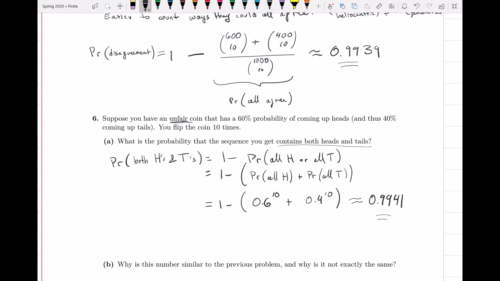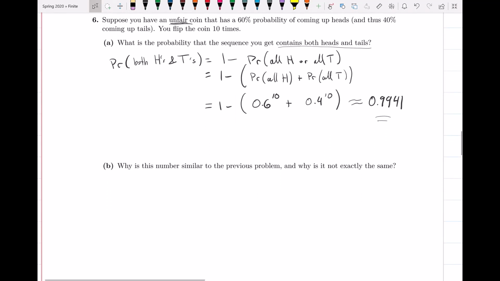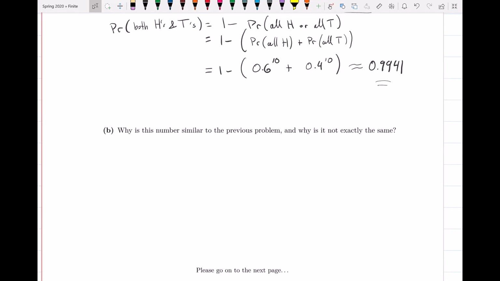And part B is sort of asking why that would be the case. So why is the number similar to the previous problem, and why is it not exactly the same? Well, the formulas we got were completely different, but as we've seen, sometimes you can have very different formulas that give you the same number in probability and counting, but these give you very similar numbers, not exactly the same number. So why is that? Well, this is just talking about the intuition of the situation.